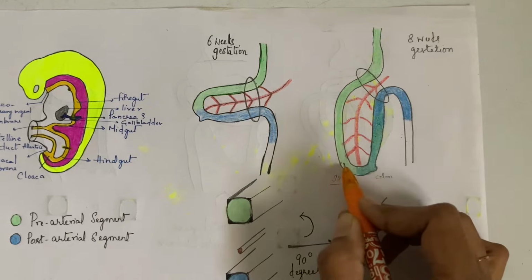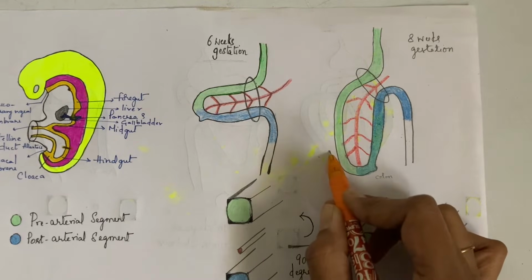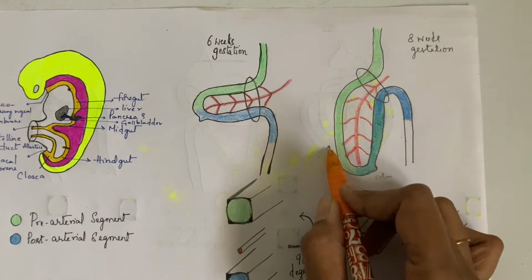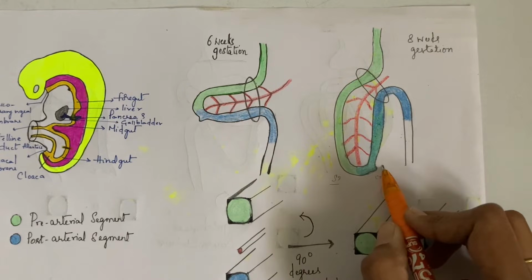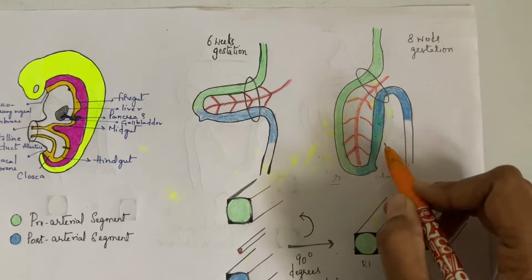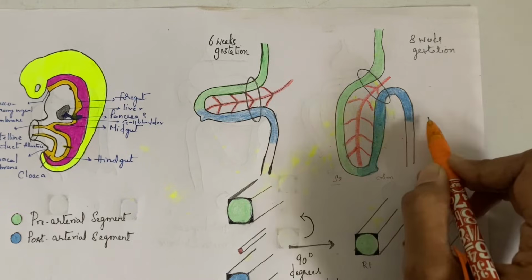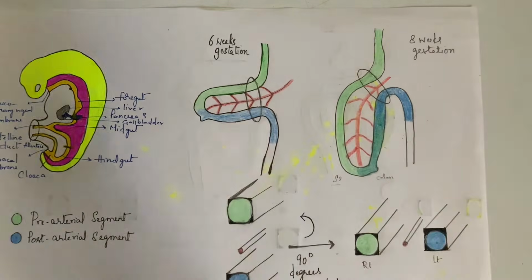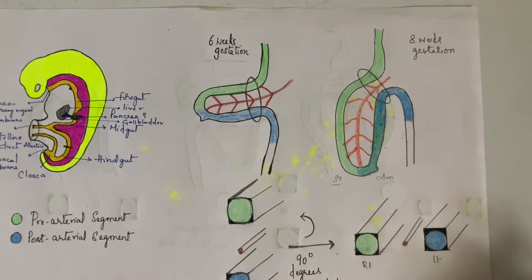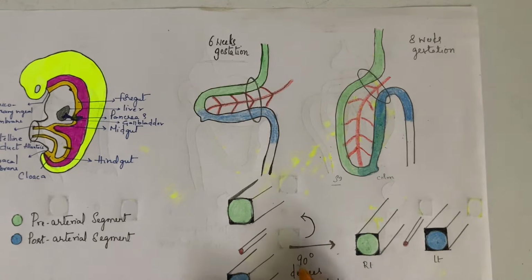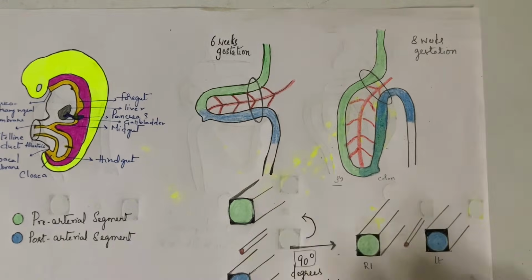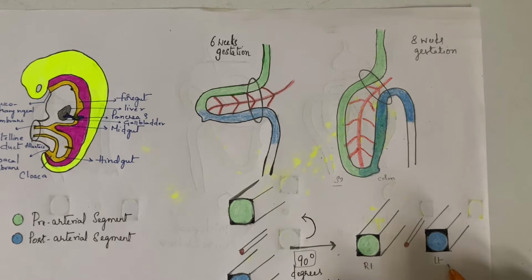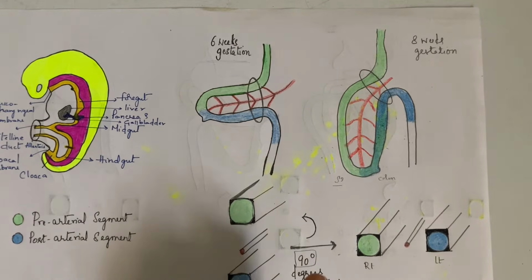So from the prearterial segment, we get the jejunal loops, ileal loops and distal part of the duodenum. From the postarterial segment, we get the cecum, appendix, ascending colon, anterior 2/3 of the transverse colon and distal most part of the ileum. So after the first 90-degree rotation, remember the prearterial segment is on the right side and the postarterial segment is on the left side. I hope you understood. This is the first 90-degree rotation.